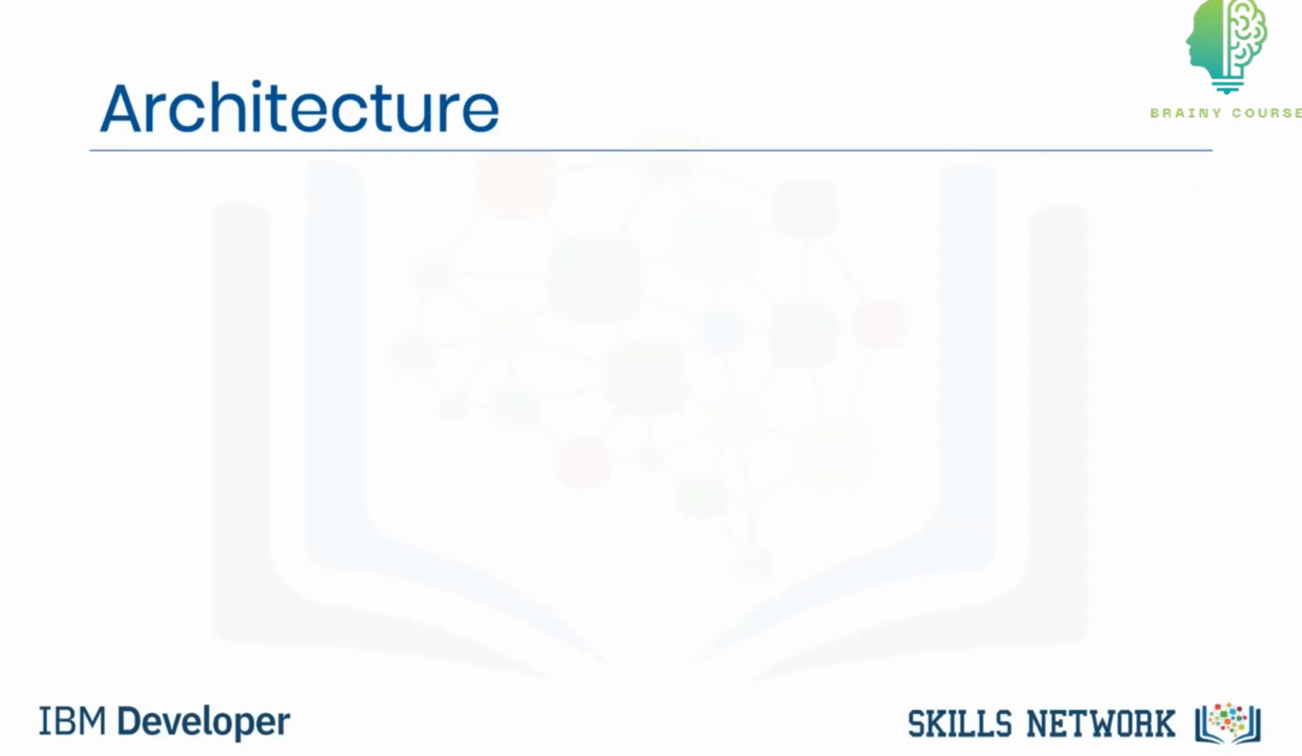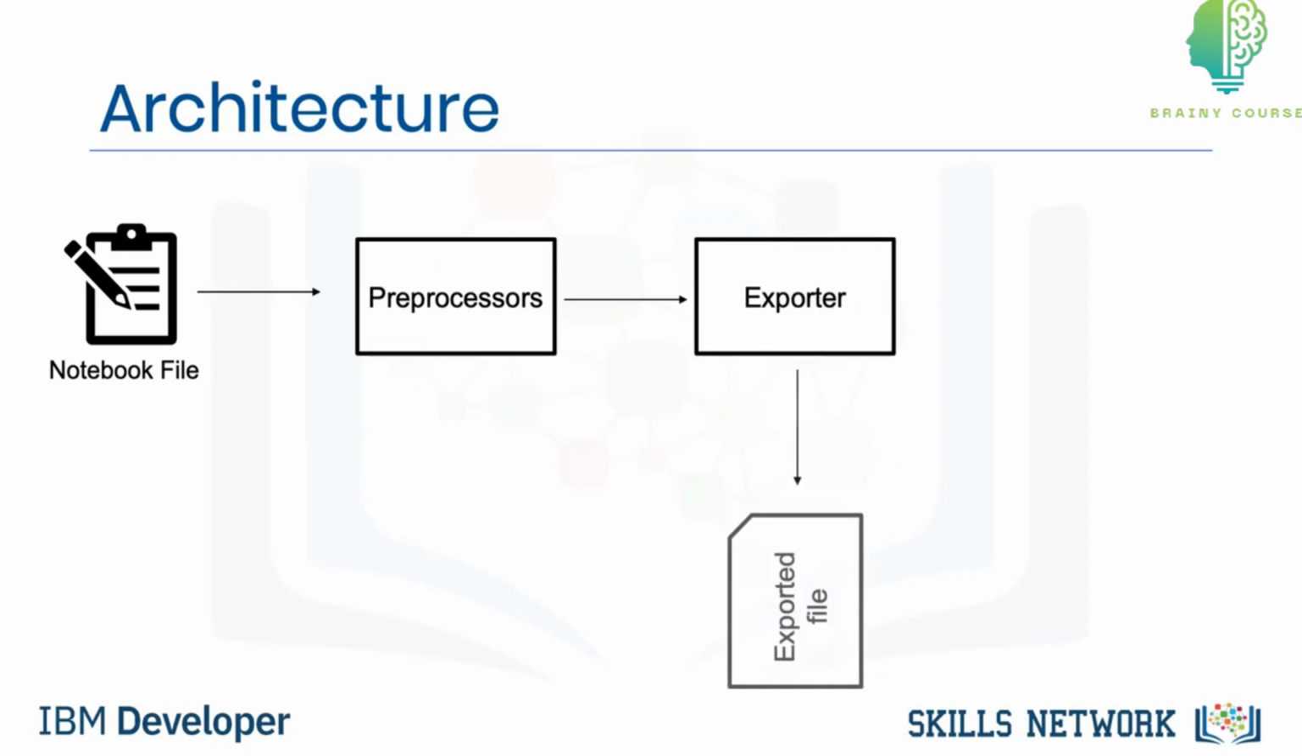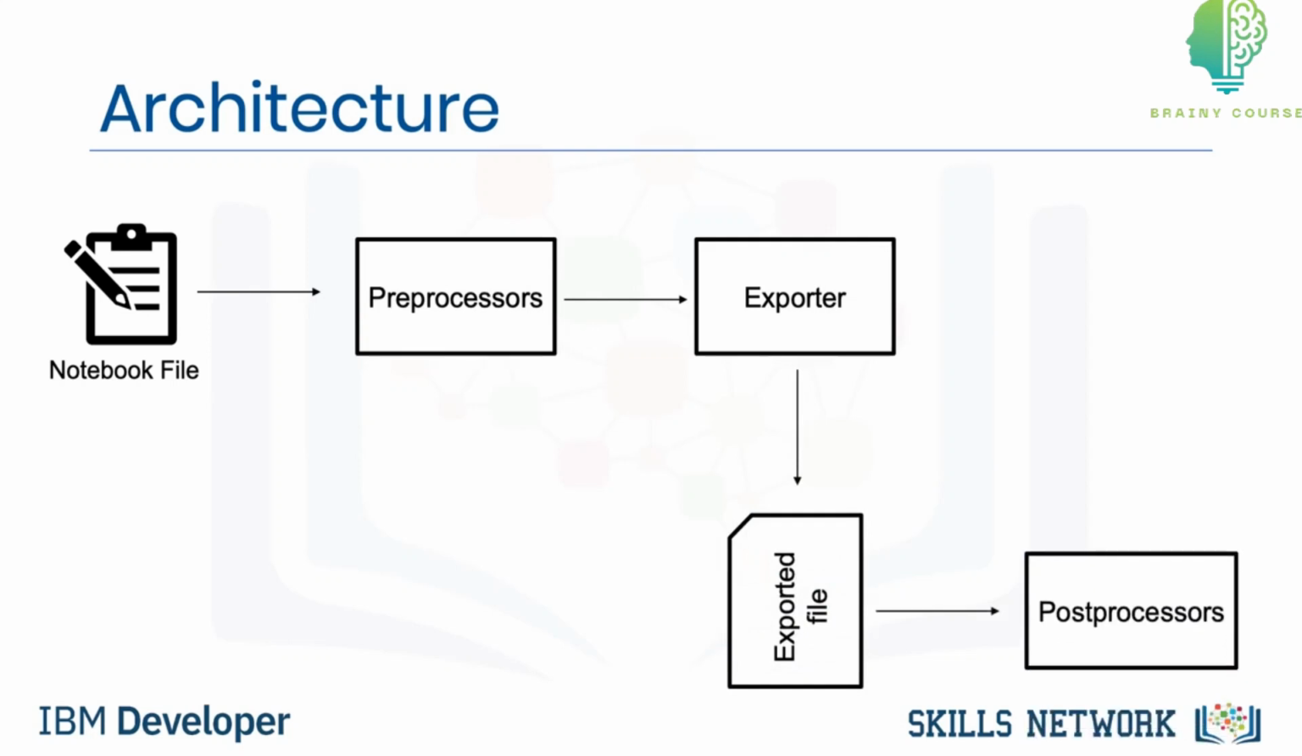Jupyter also has an architecture of how it converts files to other formats. It uses a tool called nbconvert. For example, if we want to convert a notebook file into an HTML file, it will go through the following. The notebook is modified by a preprocessor, an exporter converts the notebook to the new file format, and a postprocessor will work on the file produced by exporting it.